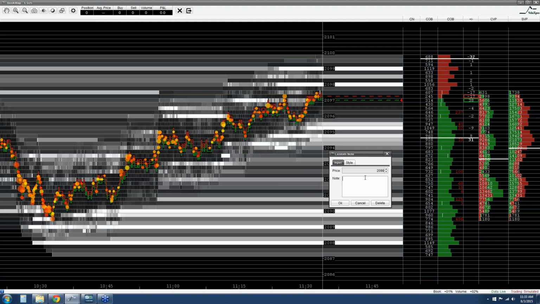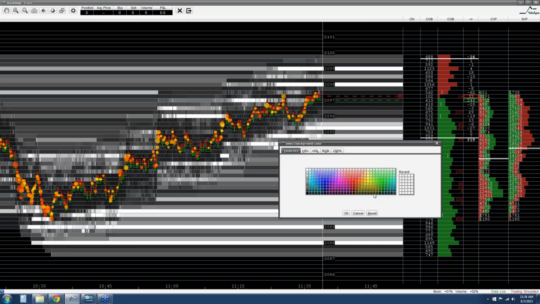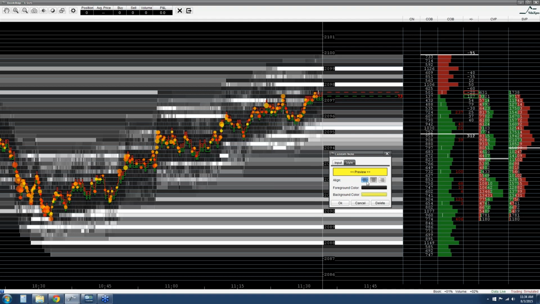You can put in a note like high of cash session, and let's make it yellow. Let's align it to the left, and there you go.